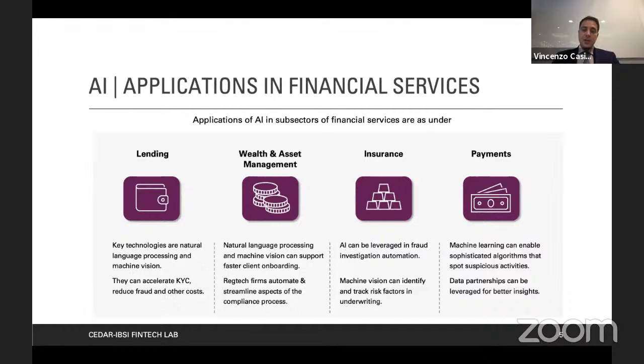Key technologies used there are natural language processing and machine vision. They support verification of, for example, prospective clients' documentation, accelerate KYC, and reduce fraud. The same technologies are also applied to support loans to small and mid-sized businesses. They can enable the ingestion of non-standardized documents like financials. So this removes the need for manual processing and data analysis.